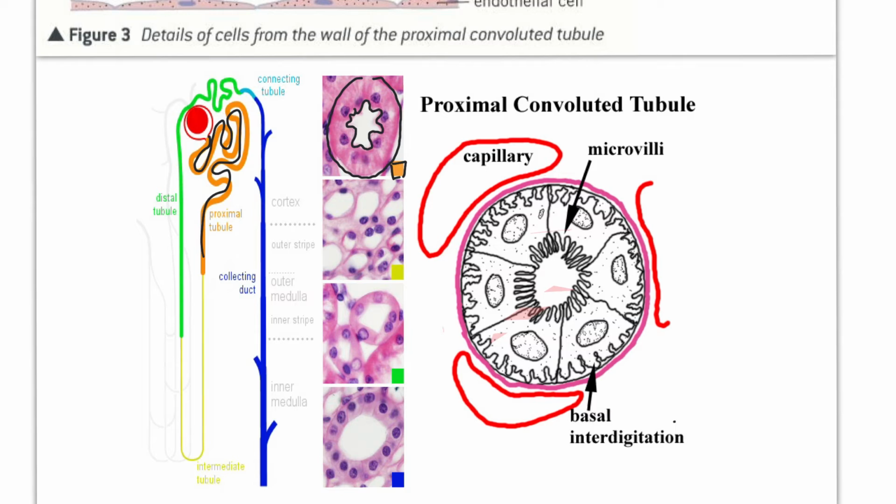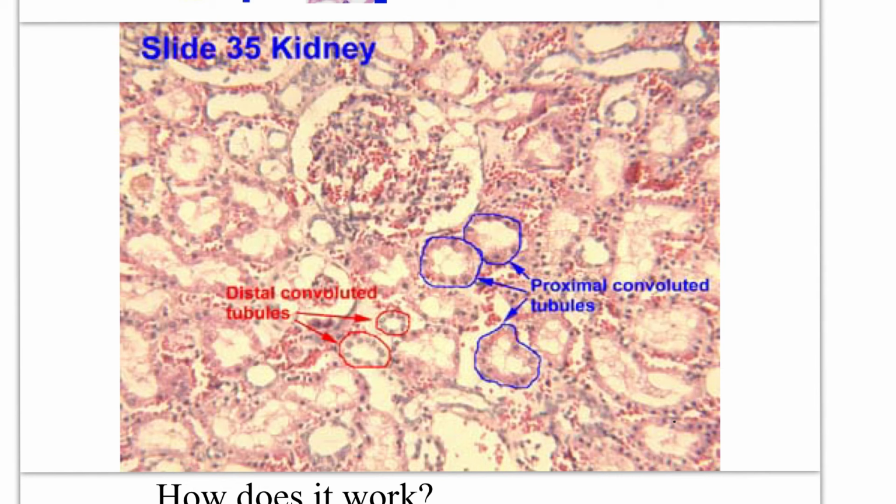Whereas if you were to compare that to the collecting duct, which is in blue, no infoldings. Or the DCT, which is in green, no infoldings. Okay, so the PCT has got lots of infoldings on its surface, and it's also shown quite nicely in this light micrograph image.